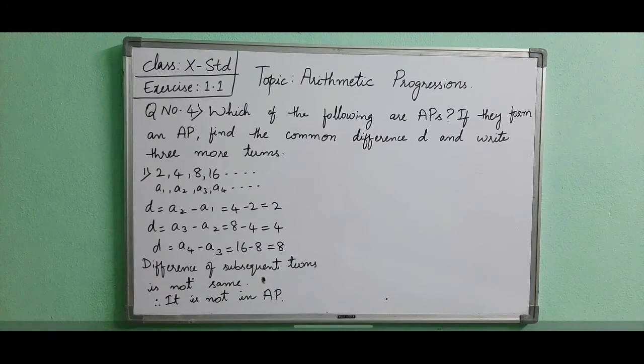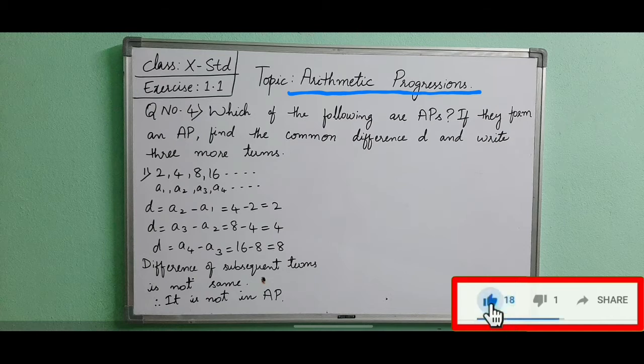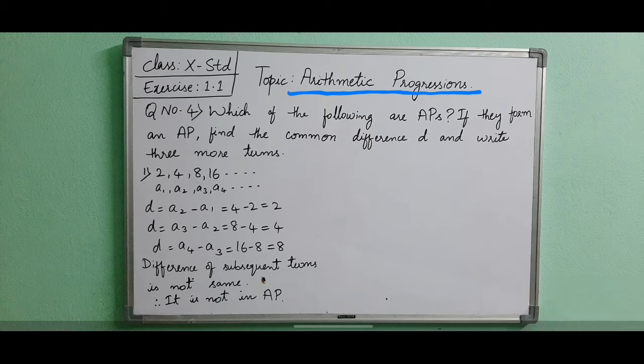Hello everyone. Now exercise 1.1 question number 4. In arithmetic progression, here what the things are given, which of the following are APs? AP is again arithmetic progression. If they form an AP, find the common difference d and write 3 more terms.